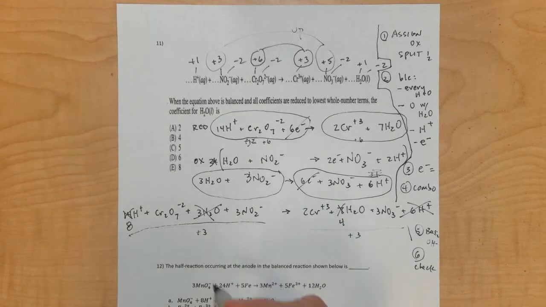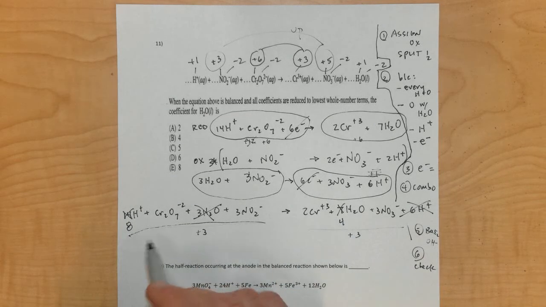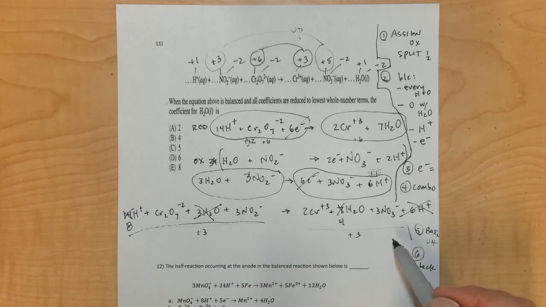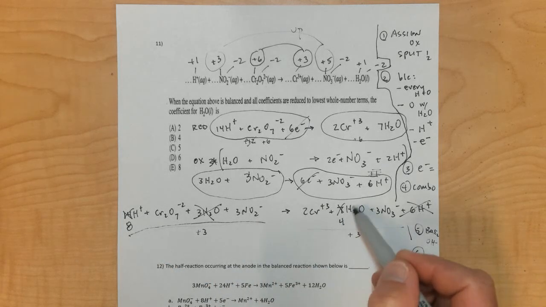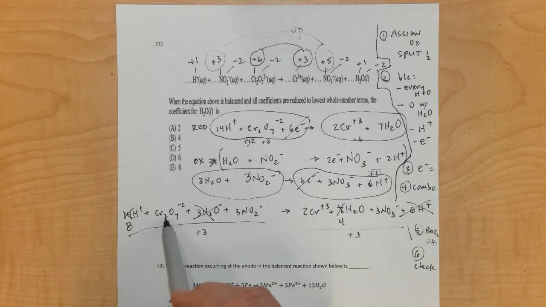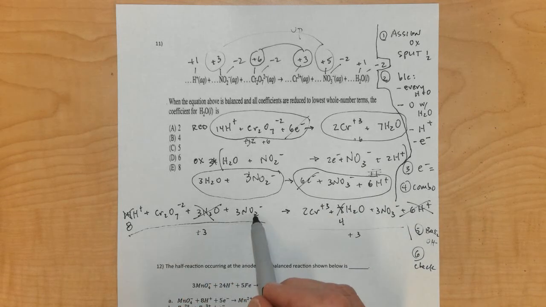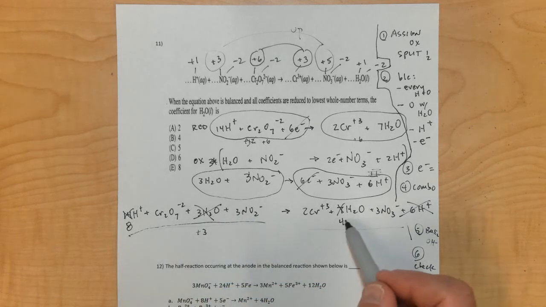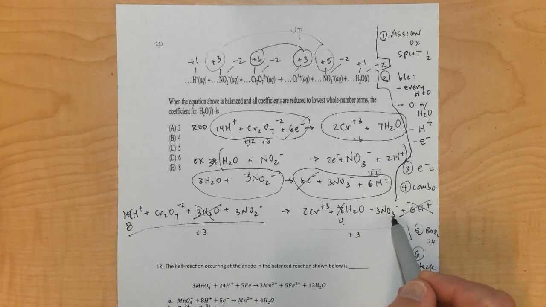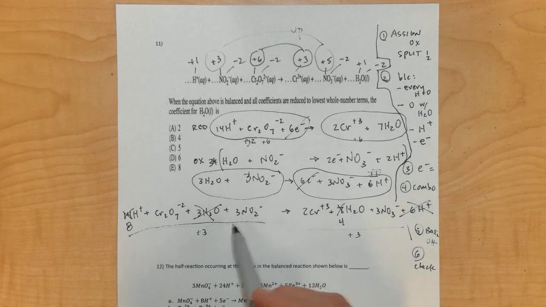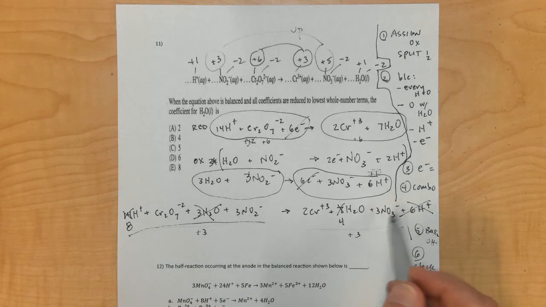Okay, good to go. Then, check for mass. 8 H's, and I have 8 H's right here, 4 times 2. 2 chromiums, 7 oxygens plus 6 times 2, so that's 13 oxygens. 4 plus 9 is 13 oxygens, so I'm good there. 3 nitrogens and 3 nitrogens. I think I made it. It looks like it's balanced.